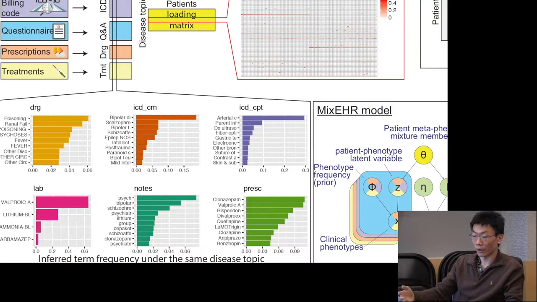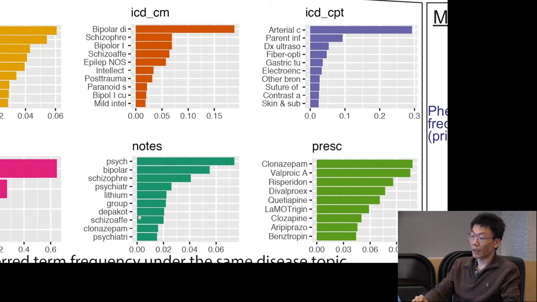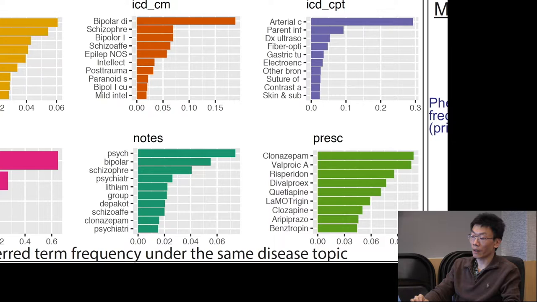Then when you look at the laboratory tests, valproic acid is a substance that patients with schizophrenia tend to take, so these substances show up very frequently, as well as lithium. Lithium is also one of the drugs used in treating bipolar disorder patients. Then when you look at the doctor notes, they are very noisy, but essentially it's just abbreviations for psychiatric, psychosis, bipolar, schizo, lithium, a mix of keywords, if you will.